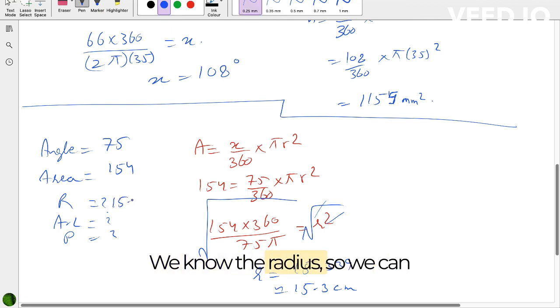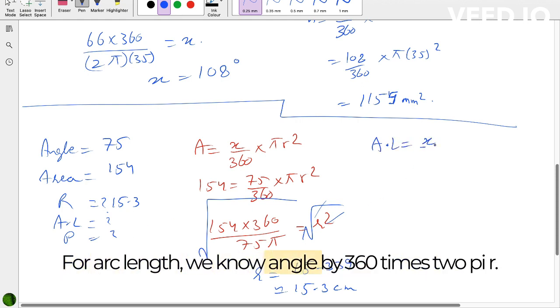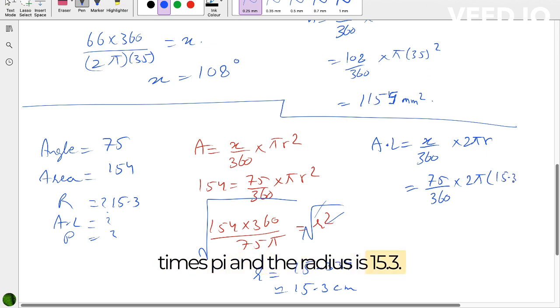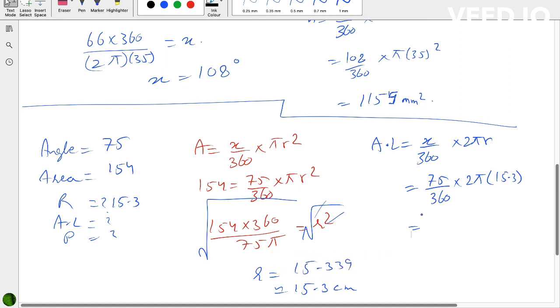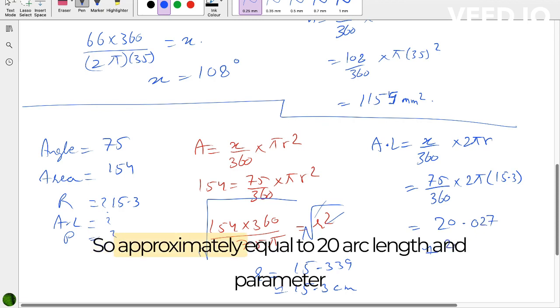Now we know the radius, so we can find the arc length and perimeter. For arc length we know angle by 360 times 2 pi r. So angle is 75 by 360 times 2 times pi, and the radius is 15.3. So 75 divided by 360 times 2 times pi times 15.3, and your answer is 20.07, so approximately equal to 20 centimeters.